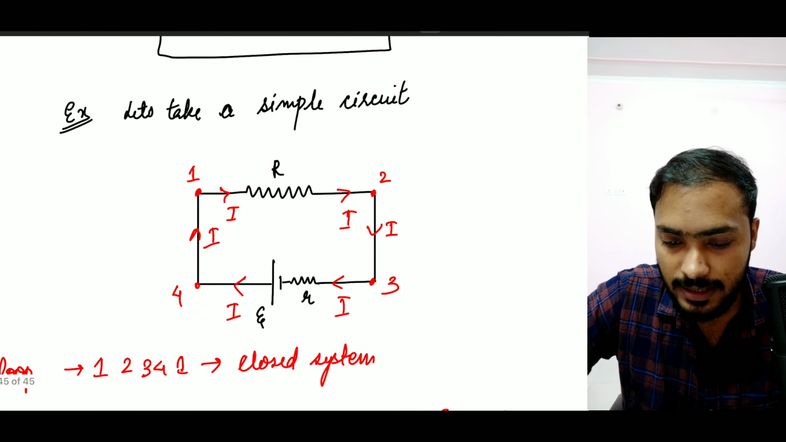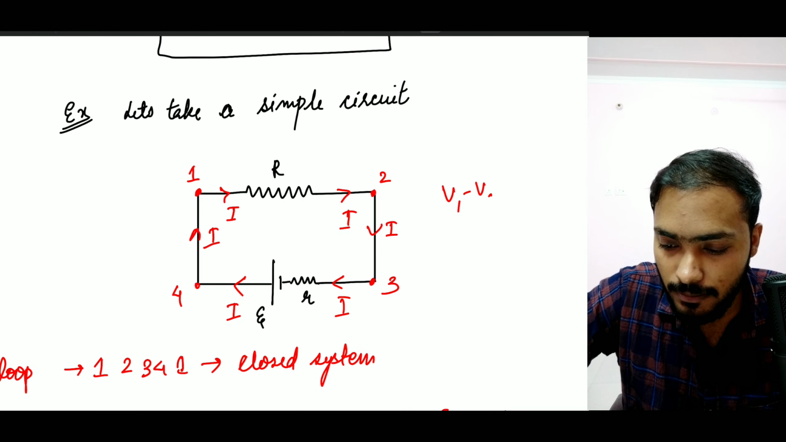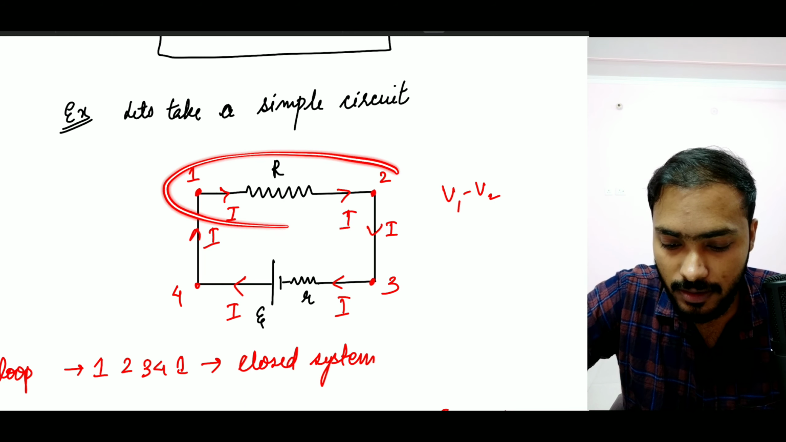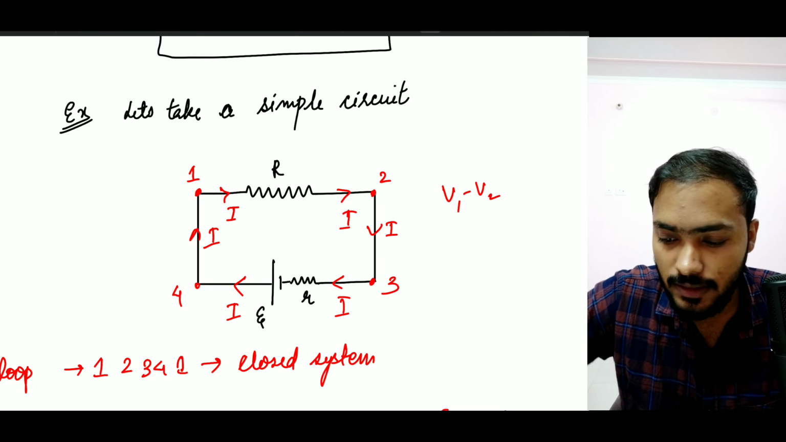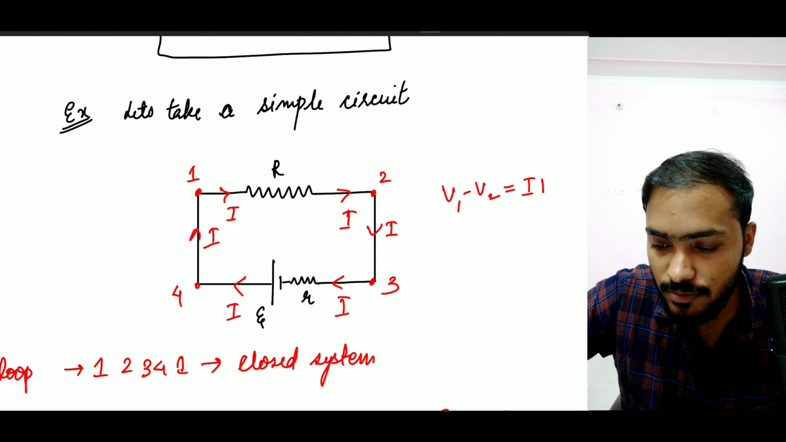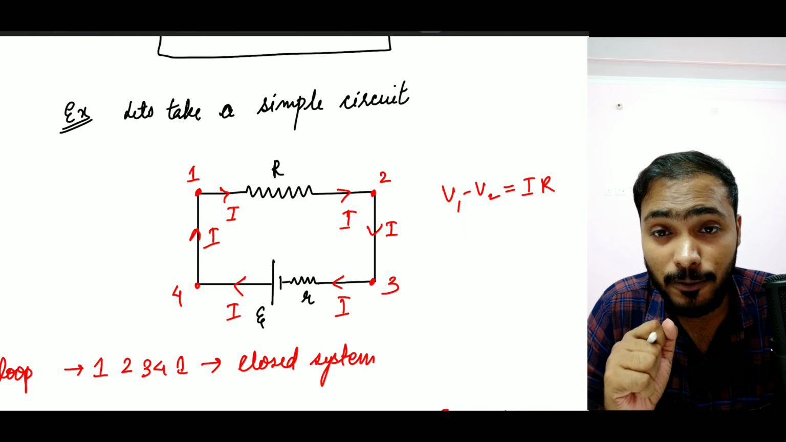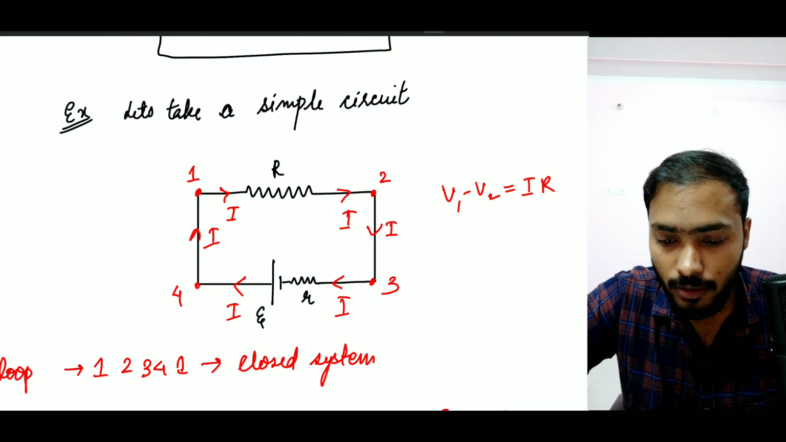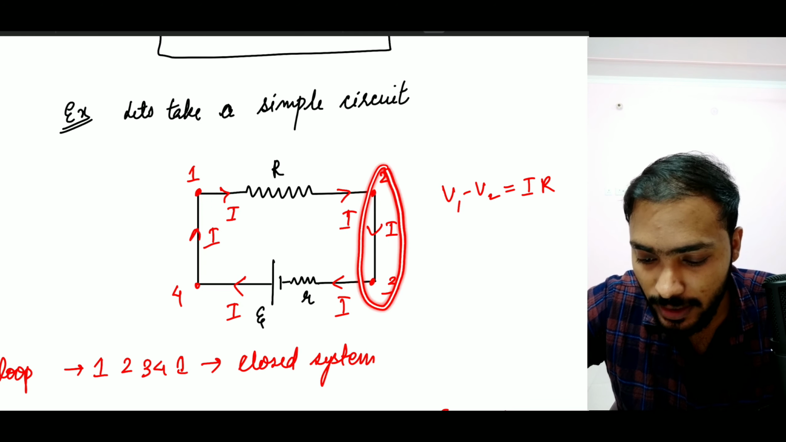So let me just write that here. V1 minus V2, that is the potential difference across these two points, can I write it to be I times R? That is by Ohm's law. Yes or no? I hope you guys can understand, right? Okay, great. Now, the potential difference across 2 and 3.